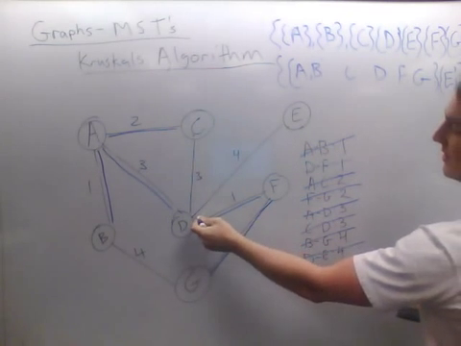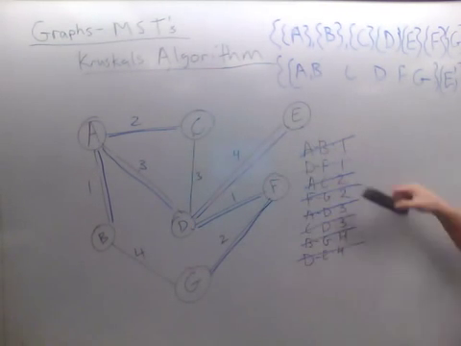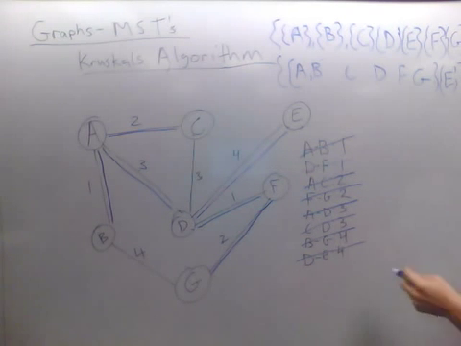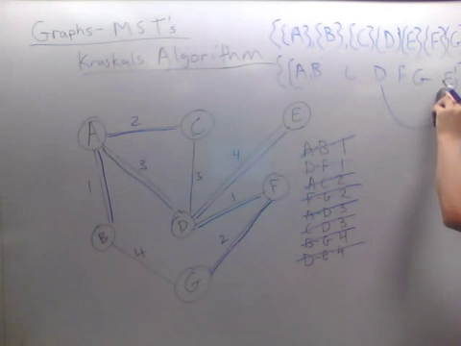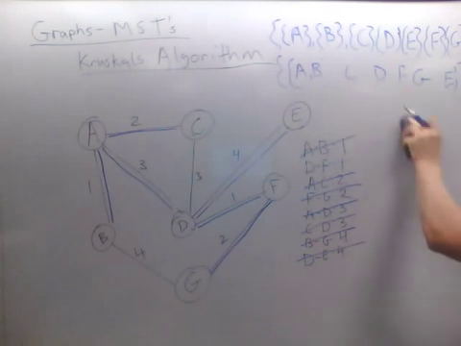Now look here, this is not going to create a cycle, and in my union find, D and E are in different sets. So I can union those two sets together, and now I have my minimum spanning tree.